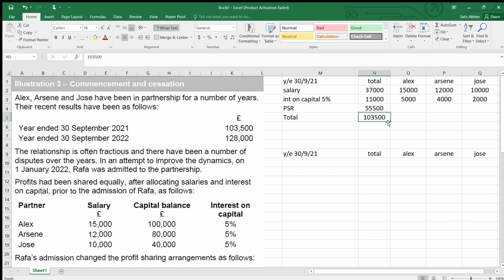Now they told us this profit is shared equally, right? So if you want this, just divide this by 3 and take it to this. Just copy paste this. No, it has a formula. You need to paste the value only. Now just drag it to the other cells. Automatically it will take the function. You will get this by deducting the total of this from here. Same for Arsene, same for Joss.